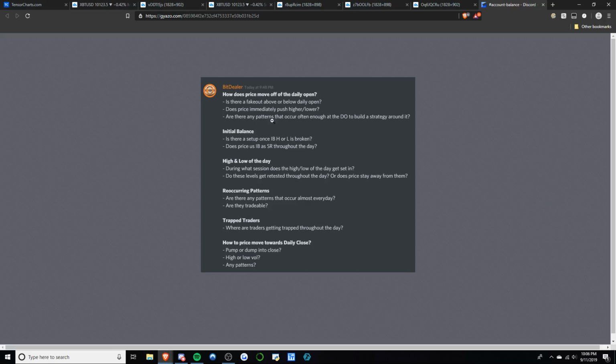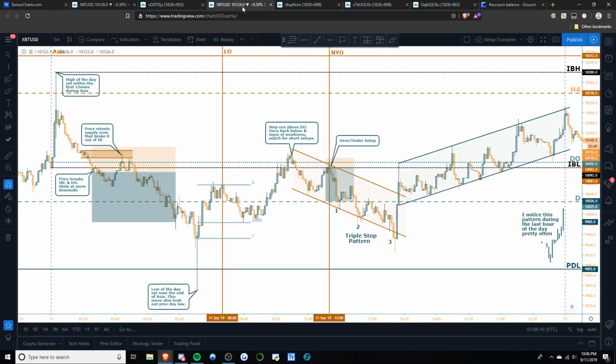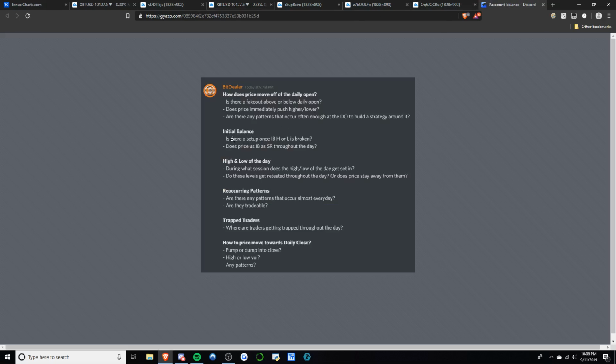Like I said. And then, are there any patterns that occur often enough at the daily open to build a strategy around? That's something you can think of for yourself, but that's kind of how I started building this initial balance strategy: looking at how price moves and reacts around the daily open, trying to find patterns that you can build a whole strategy around, and something that you can trade off every single day.